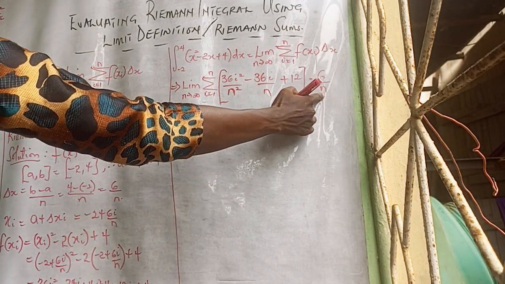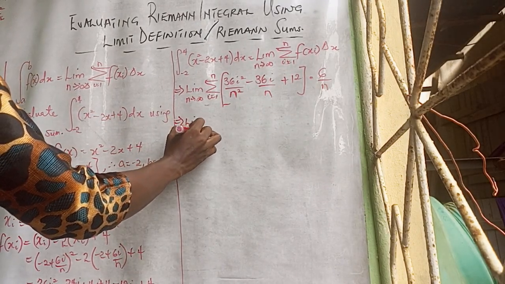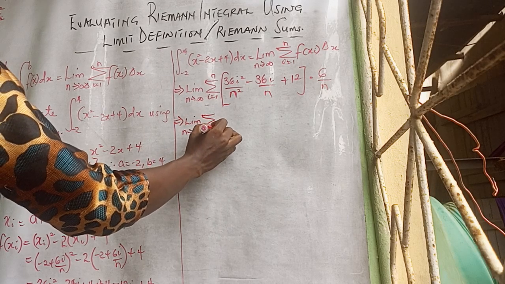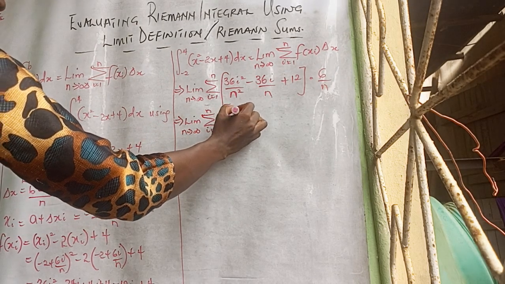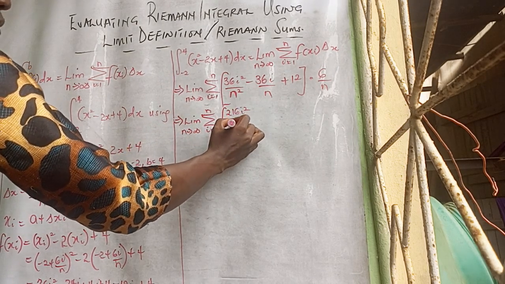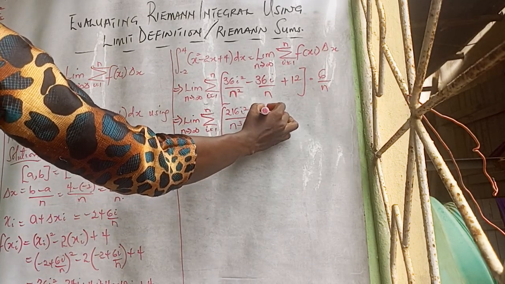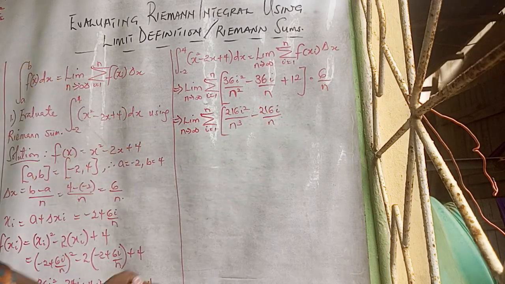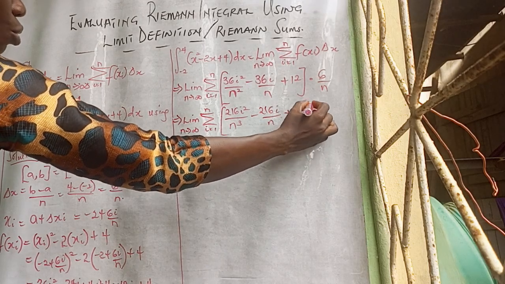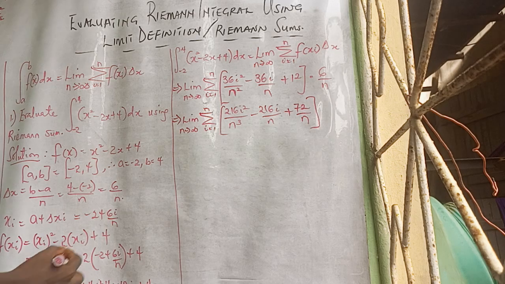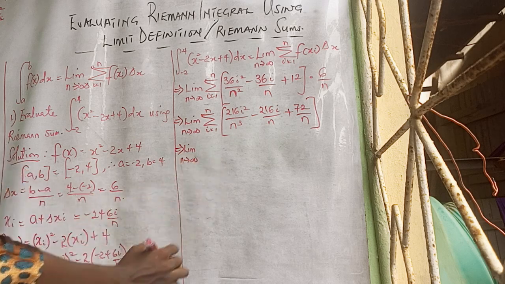And so by the time we open it with that, we have the limit as n tends to infinity of the summation from i equals 1 to n of 216 i squared over n cubed minus 216 i over n squared plus 72 over n. We still have our limit, don't forget. Limit as n tends to infinity.